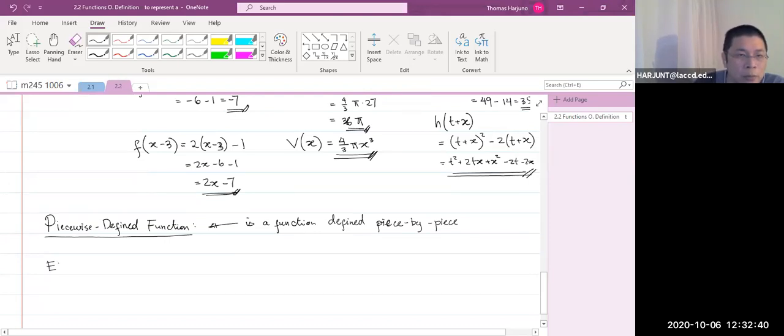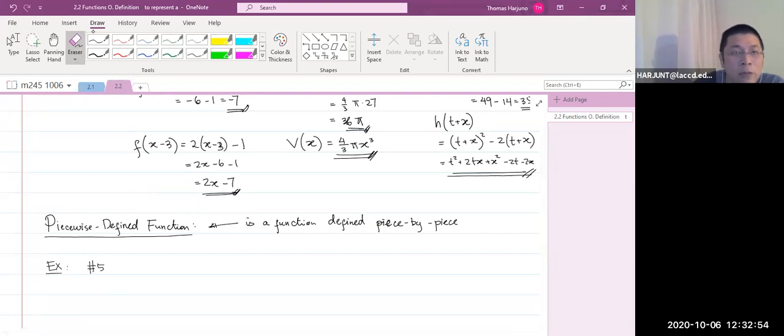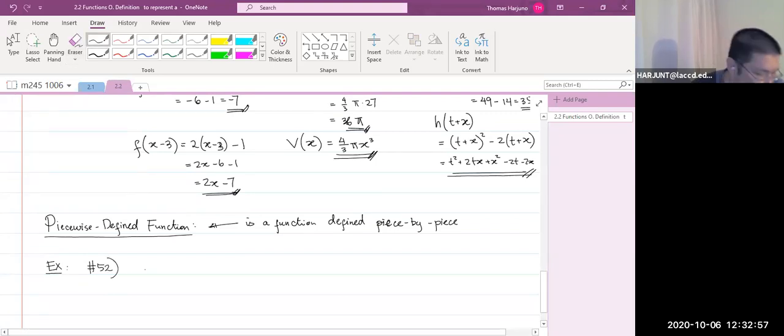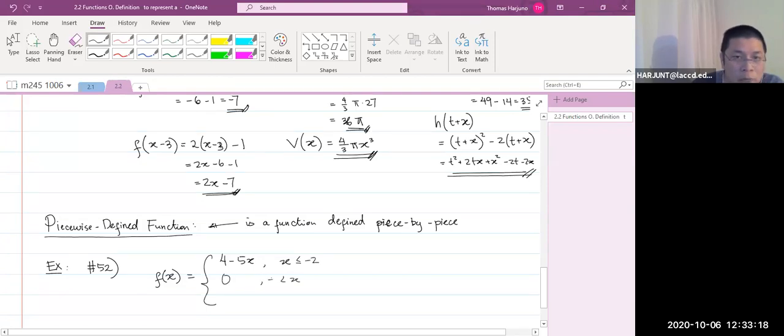Let's say, for example, we do number 52. I have 3 minutes left, and that's all I need. Number 52: f of x is equal to 4 minus 5x when x is less than or equal to negative 2, equals 0 when x is between negative 2 and 2, and x squared plus 1 when x is greater than or equal to 2.